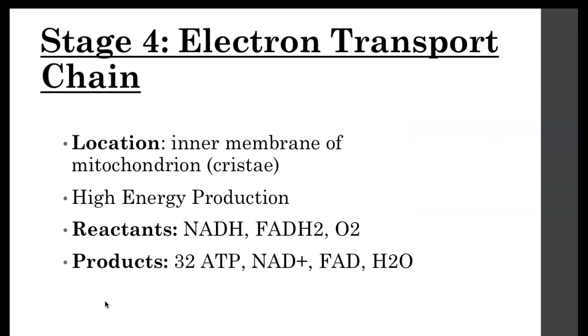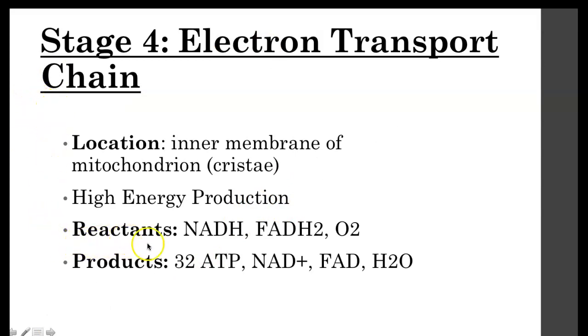Okay, so now we're going to talk about the 4th stage of cell respiration, which is the electron transport chain. And so the location of the electron transport chain is the inner membrane of the mitochondria. We call it the cristae. Now this is where we produce a whole lot of ATP. Essentially it's 32 to 34 if you account for glycolysis ATP production and the Krebs cycle ATP production. But essentially this is a high energy production stage in cell respiration.